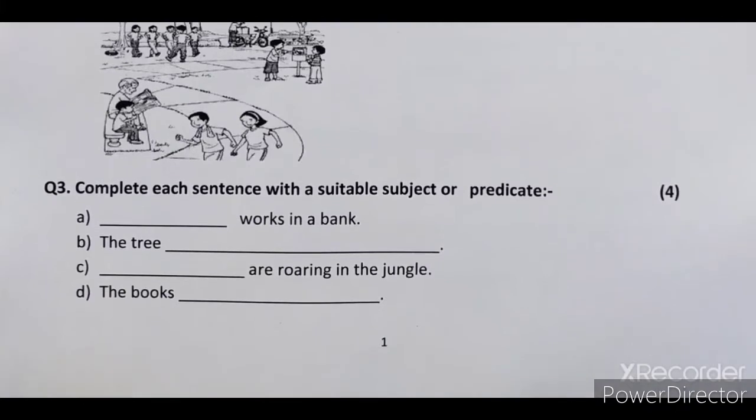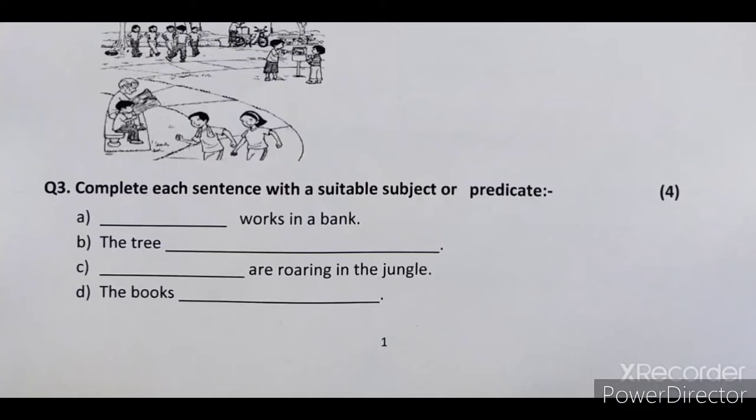Next, question number 3: complete each sentence with a suitable subject or predicate. Many times we have discussed subject and predicate. So first, if you want to write subject, second one is predicate. So, Dash works in a bank. You can write my father, my mother, my brother, my uncle works in a bank. Any suitable subject only. If you write any suitable subject, you will be awarded mark. The tree. The tree is beautiful.